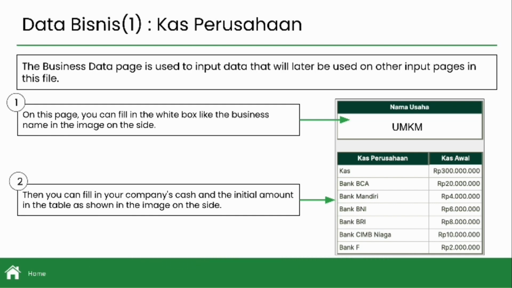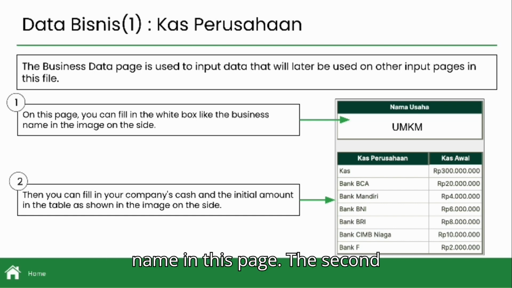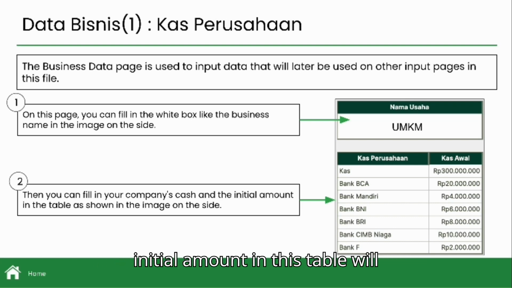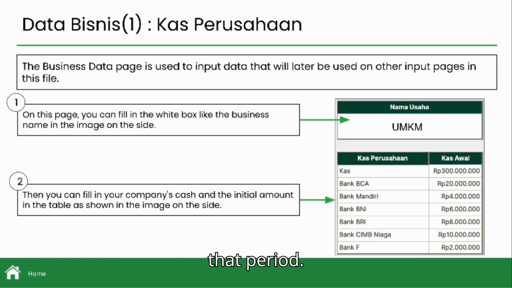So you can choose your name and then input that name in this page. The second one, you can fill in your company's cash and the initial amount in the table shown in the image on the side. Then the initial amount in this table will automatically be shown in the financial reports, which is the cash flow statement. It will be the initial amount of that period.